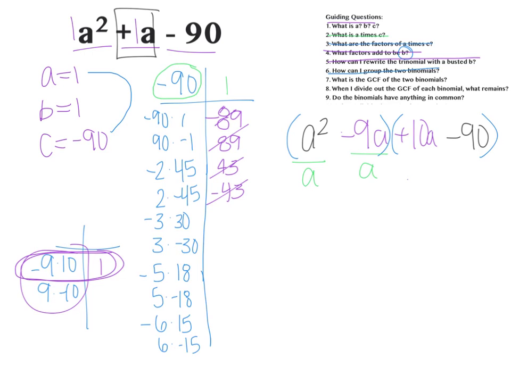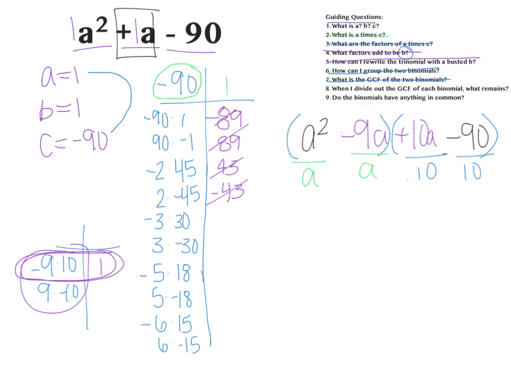And then I'm going to look over here, and I've got a positive 10a and a negative 90. So this 90, if I do this correctly, that second term should never have a variable in common with that b because it's a constant up here. So they don't share a variable. However, when I think about 10 and negative 90, I do have a GCF of 10. So I'm going to divide out of those the 10. All right, so what is the GCF of the 2 binomials?